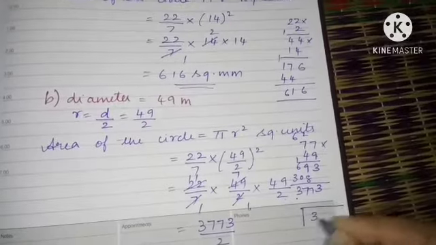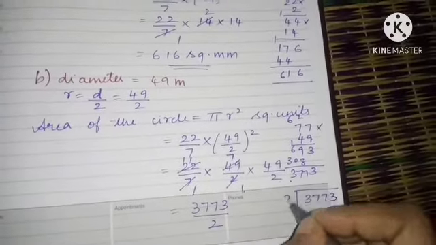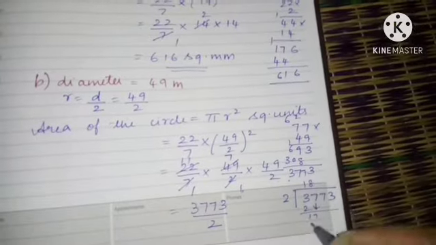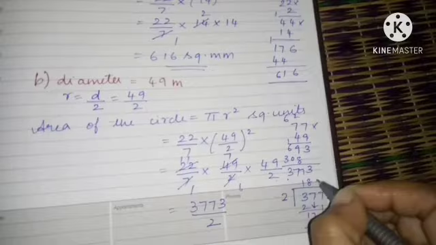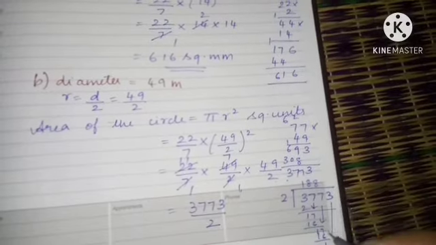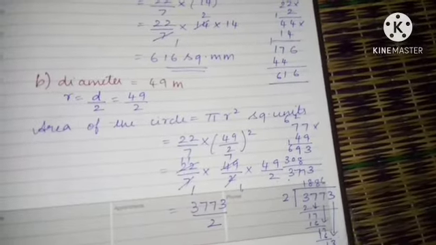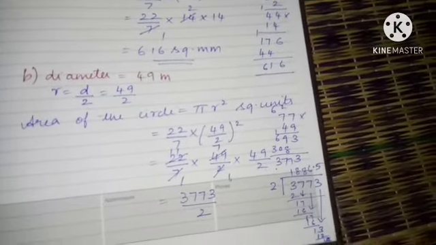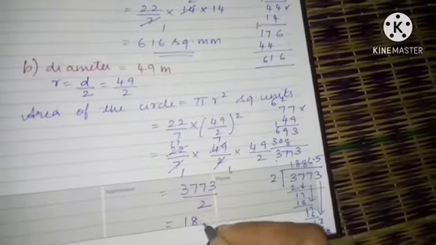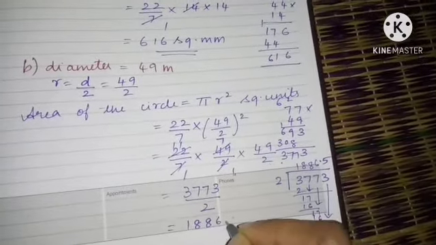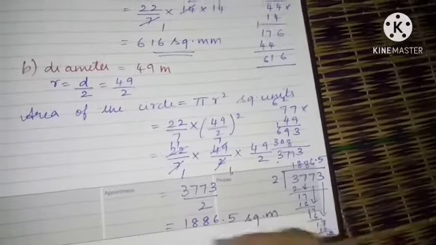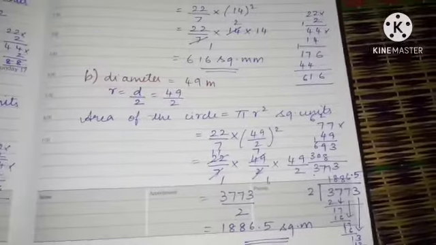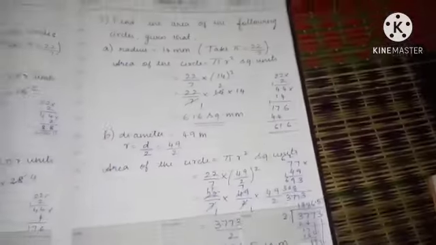So shall I divide this 3773 by 2? 2 ones are 2, remainder 1, 17, 8 twos are 16, remainder 1, 13, 6 twos are 12, remainder 1, 10, 2 fives are 10. So answer is 1886.5 square millimeter. This is the area. C problem is your homework.